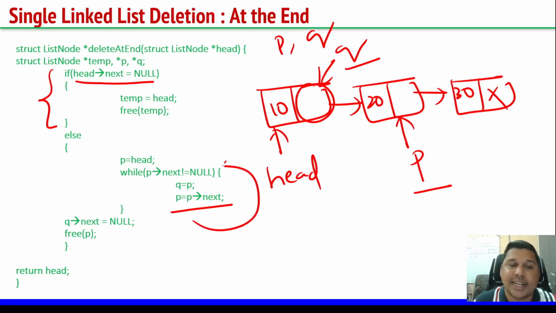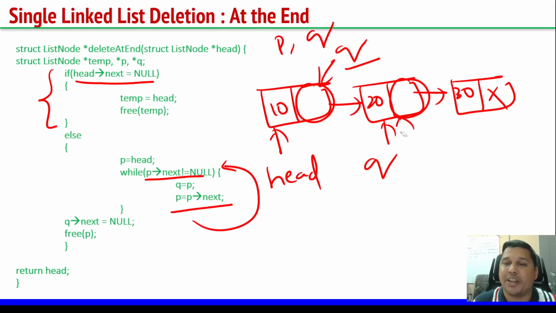Again go back and iterate. Is p's next not equal to null? Is this null? No. Then make this your q, and you shift your p from here to this location. So your q has been updated.